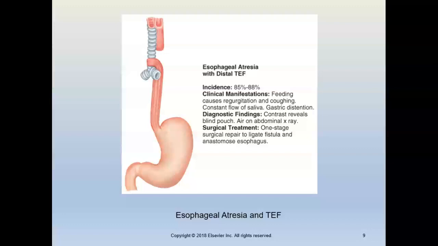Manifestations include failure to pass suction catheter or NG tube at birth, right? Because if the nurse were going to put in an NG tube, right, through the nose, then down the esophagus, it would bump against this abnormal closure. It wouldn't be able to thread down through into the stomach like it normally does. So failure to pass suction catheter, excessive oral secretions, coughing, choking, and respiratory distress.